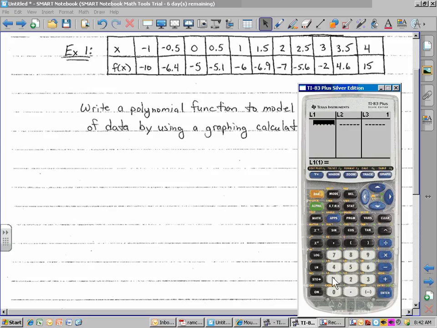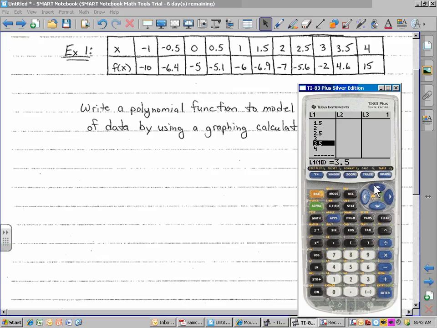Let's go to stat edit. I'm going to delete the first list by accident. Okay, it's gone. Where'd it go? I don't know, it's gone. I go to stat, setup editor, number 5, hit enter. Once it says done, go stat edit, list 1 is back. Okay, I'm going to use list 1 and list 2. So typing in the data: -1, -0.5, 0, 0.5, 1, 1.5, 2, 2.5, 3, 3.5, 4.